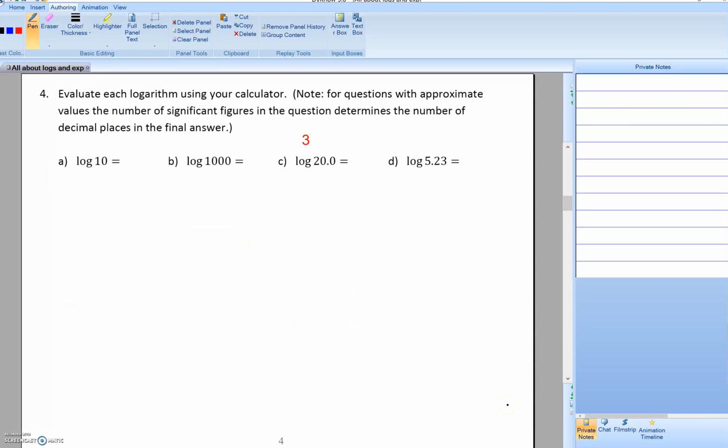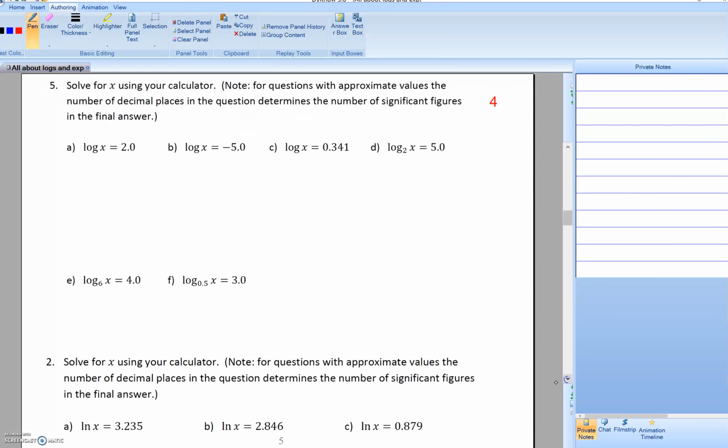Here you have to use your calculator, and you can follow what it says here, like the significant digits in the question can determine the decimal places in the answer, or you can follow what I said in the quiz. So just use your calculator. What is log of that? All of them are base 10. When you don't see a base, it is base 10. So just use your calculator.